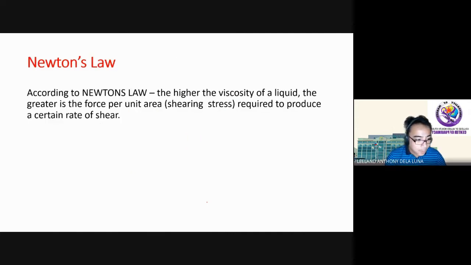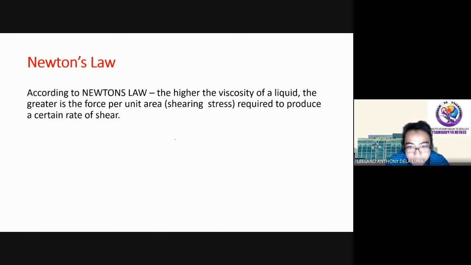Now, what about Newton's law? Alam natin, di ba, Newton made a law on motion. So ang isa sa mga ginawa na law ni Newton is about the viscosity of liquids. According to Newton's law, class, the higher the viscosity of a liquid, the greater is the force per unit area required to produce a certain rate of shear. So meaning class, ang force na kailangan ko para mag-flow siya.